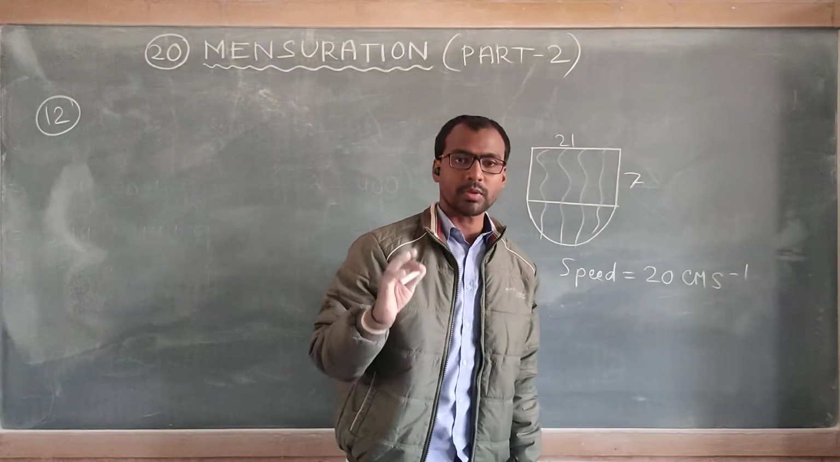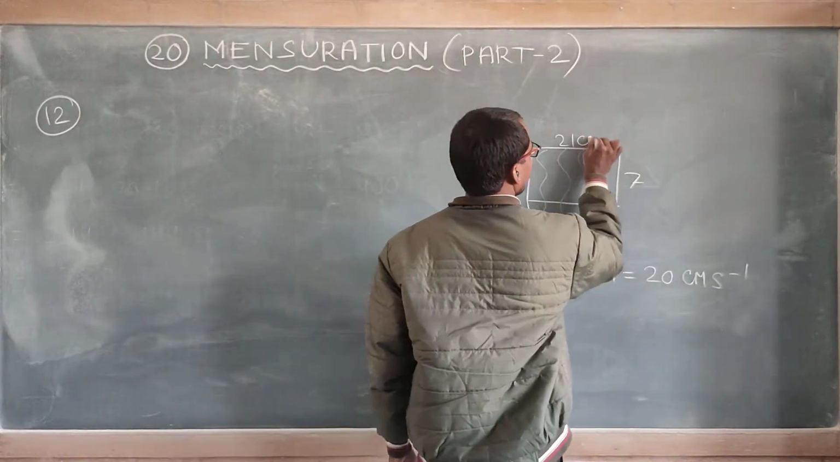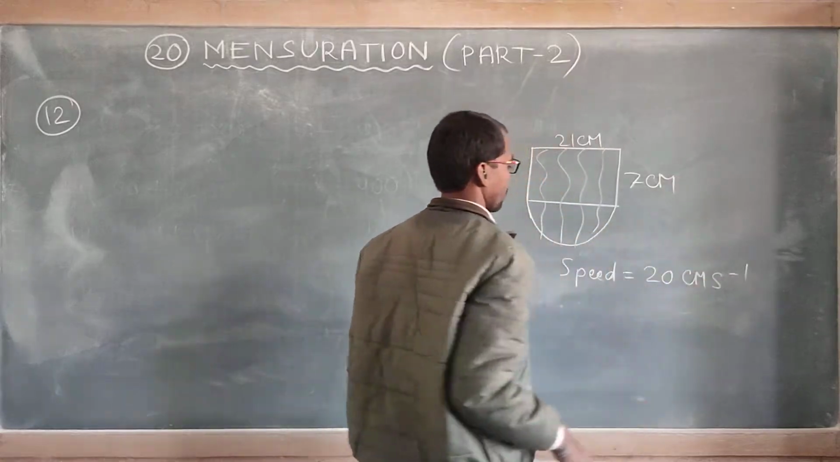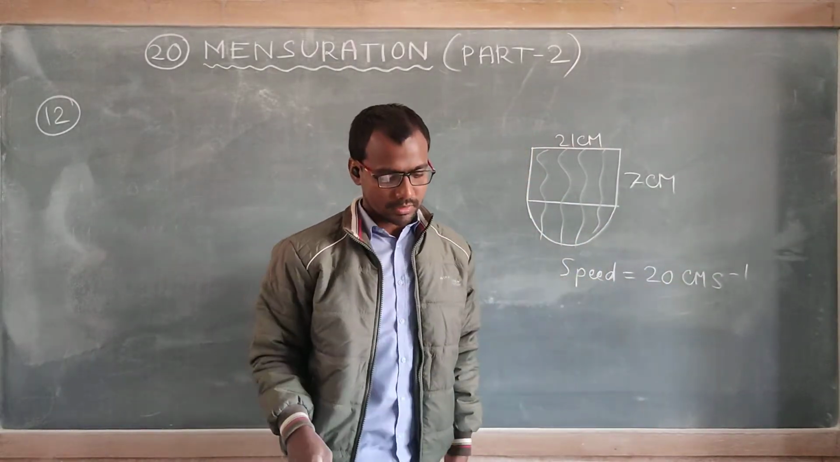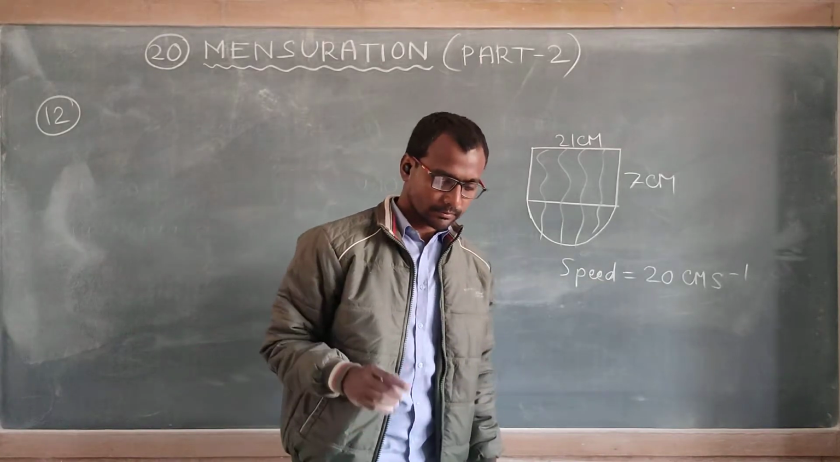Give your answer in cubic meters. First, we'll get it in cubic cm because the dimensions are in cm, and speed is also given in cm per second. So first we will find it in cubic cm, then we will convert to cubic meter. It will be very easy.